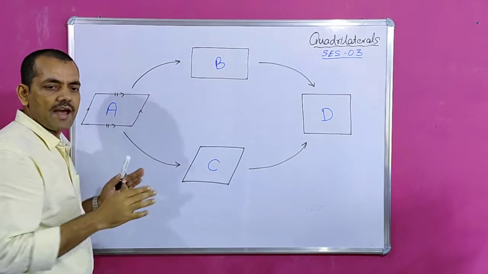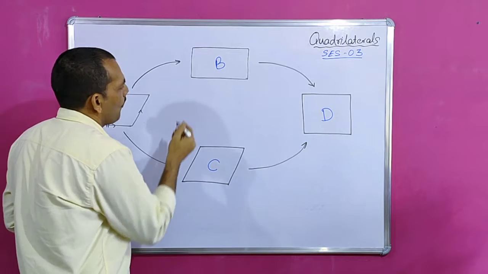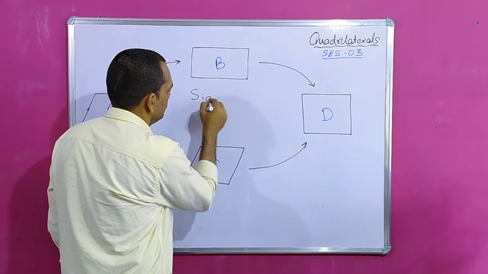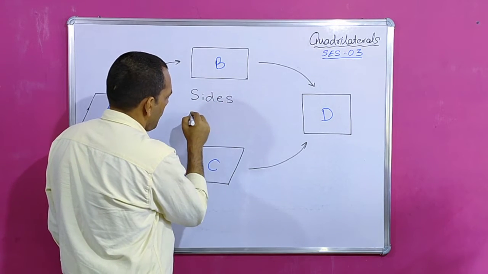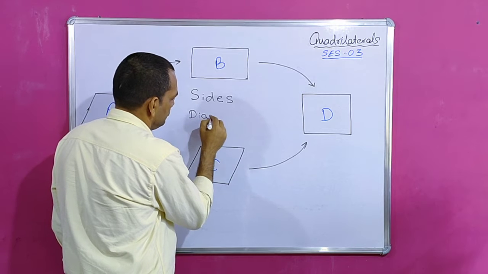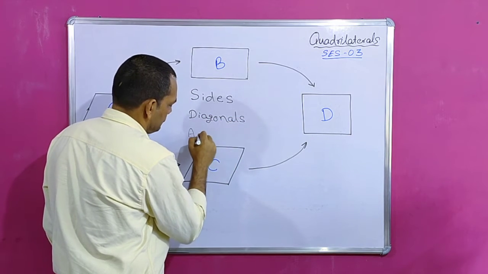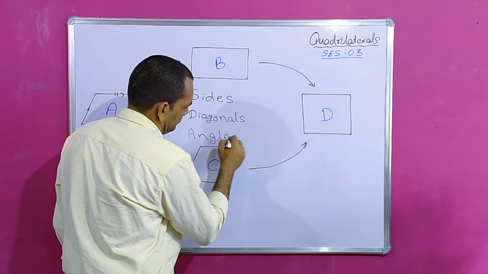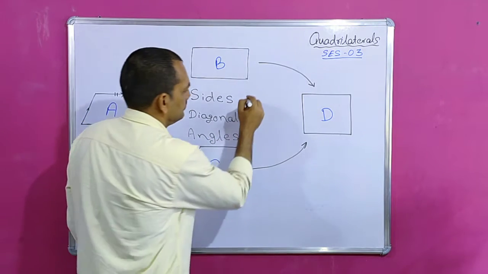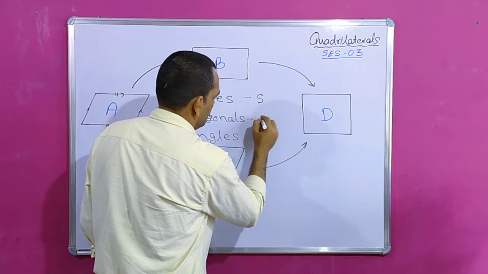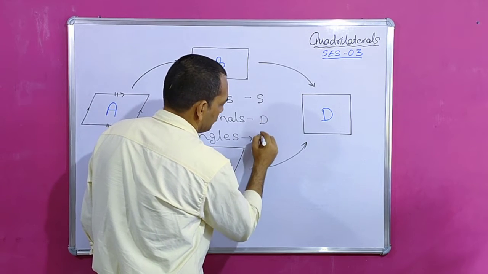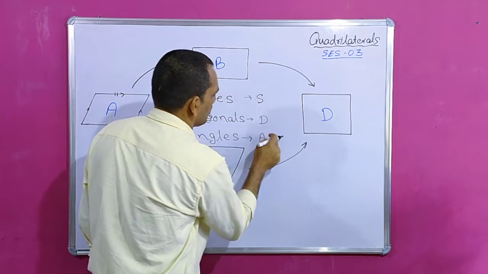Now, a parallelogram has three things: one, sides, diagonals, and angles. Sides S, diagonals D, angles A. We will use this shortcut in this.